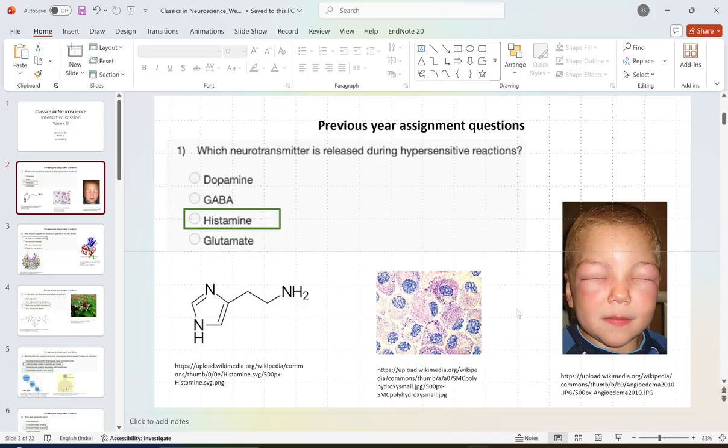For example, they can experience hives or urticaria or allergic rhinitis, or for example, here you can see that there is angioedema, because of which the region around the kid's eyes has become swollen, and the eyes are not able to open, for example, in this case. So this is called angioedema. That's also a kind of hypersensitivity reaction. So different kinds of hypersensitivity reactions can happen because of the release of the neurotransmitter histamine.